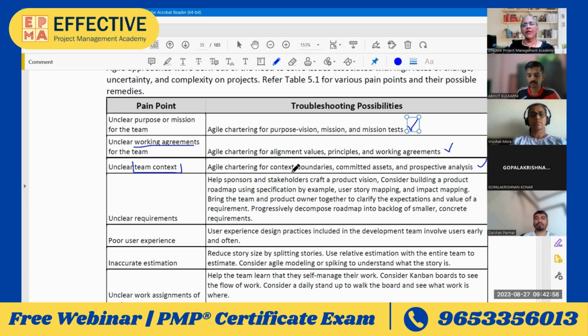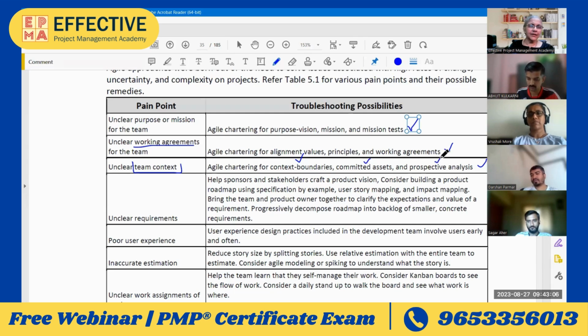Agile chartering for context boundaries, committed assets, and prospective analysis. So, the team is not clear about who will pick up what work, context boundaries, who will use what assets. Laptops are there. Who will use which laptops? Who will use what hardware? Or any machines are there? Who will be needing what type of hardware? It's not clear.